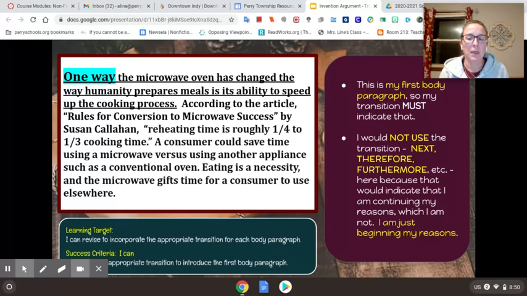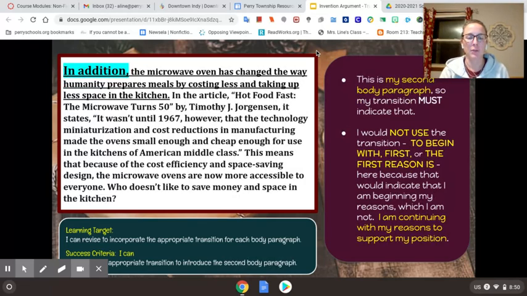I'm just beginning my reasons, and so I want that transition that's going to indicate that I'm beginning that. And a transition that's doing that is when I say one way. All right, let's look at my second body paragraph here.